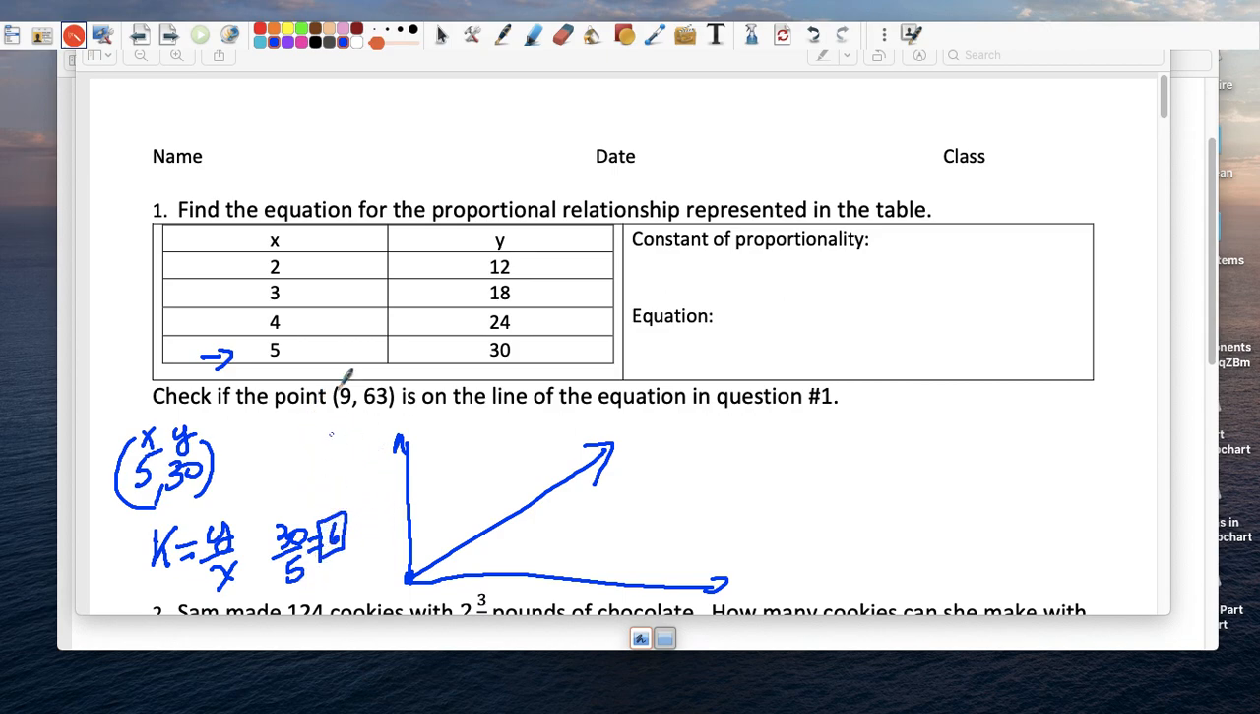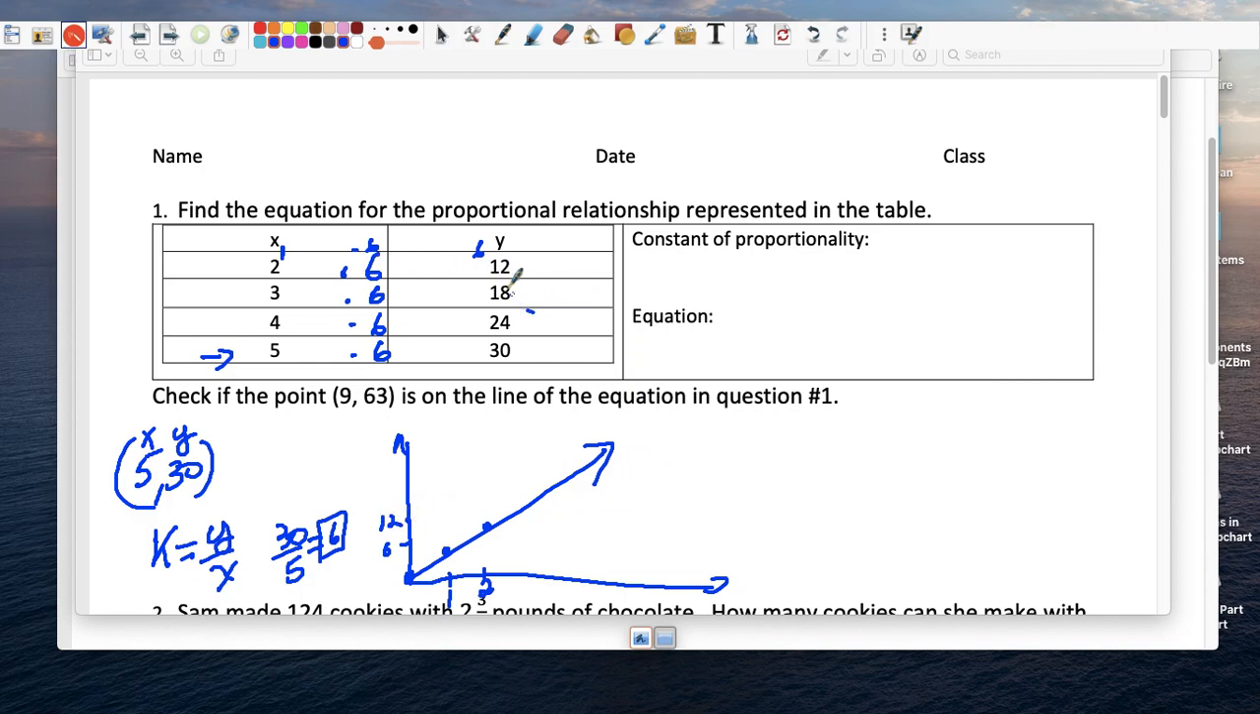So now, if I go back to my table, it does make sense. Look, 2 times 6 is 12, 3 times 6 is 18, 4 times 6 is 24, 5 times 6 is 30. So that's my constant of proportionality. And I know the table doesn't have what y equals when x is 1, but I can plug it in. When x equals 1, y equals 6, right? So here's 1 and 6 to be my point. When x is 2, y will be 12, and so forth.